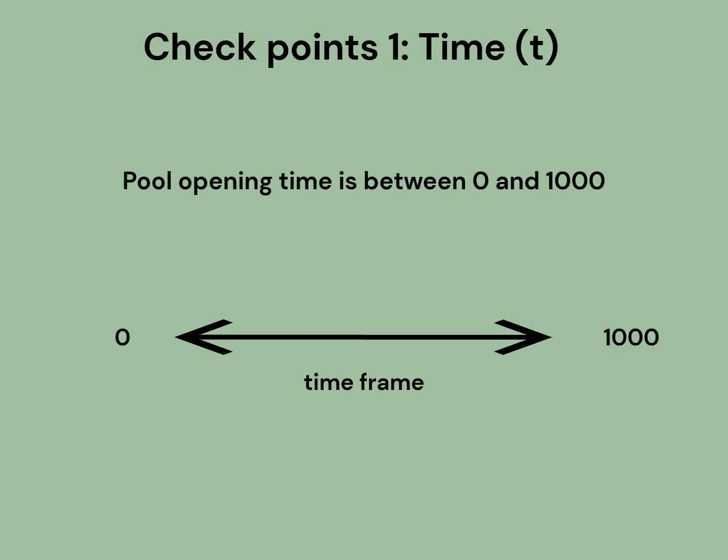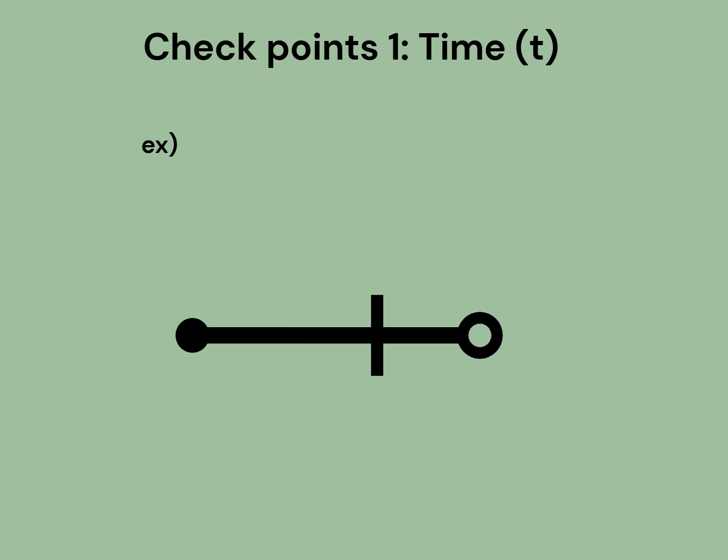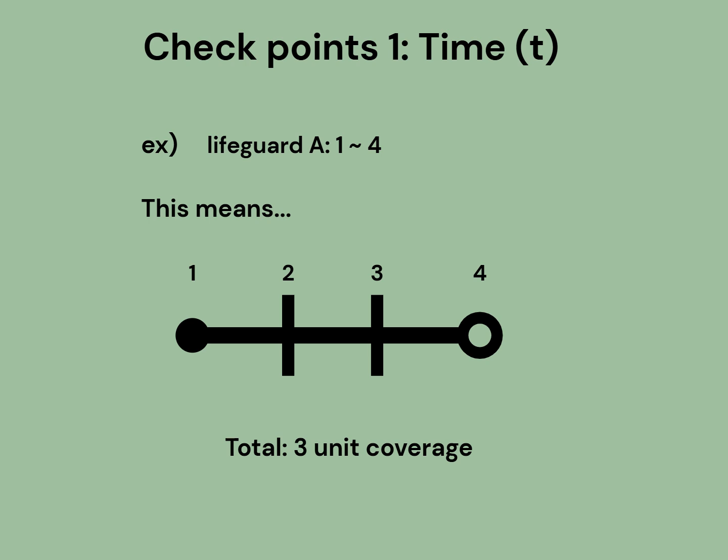Let's go over important points of this problem. First, the time frame, aka the opening time for the pool, is between 0 and 1000. Also, we want to check the scheduling format. If lifeguard A has a schedule from 1 to 4, then it covers 1 to 3, 3 units in total.